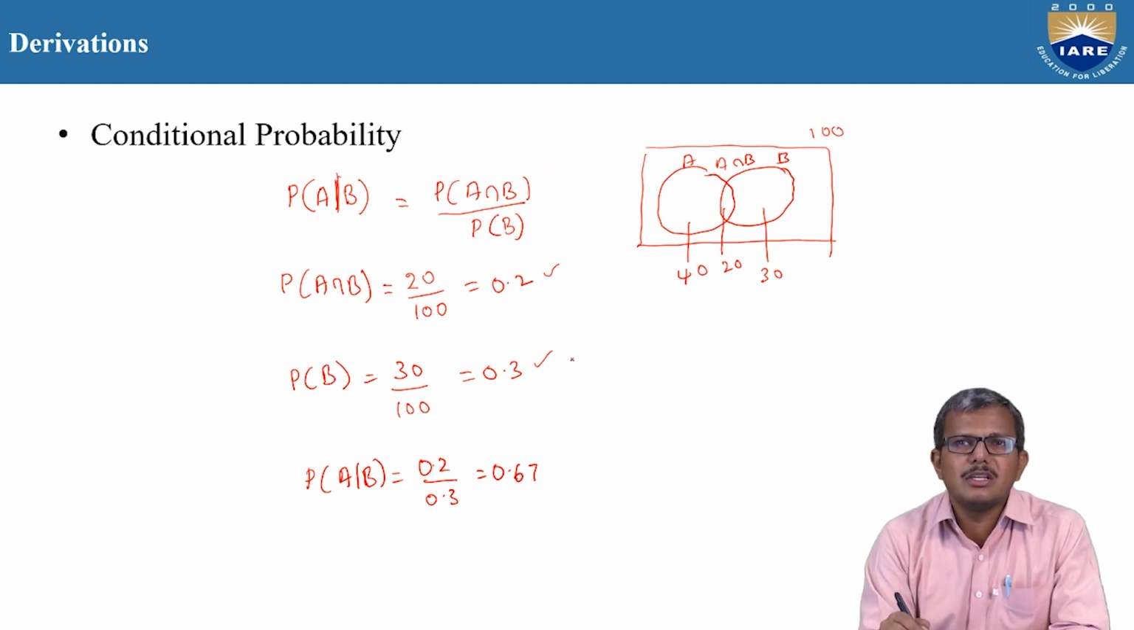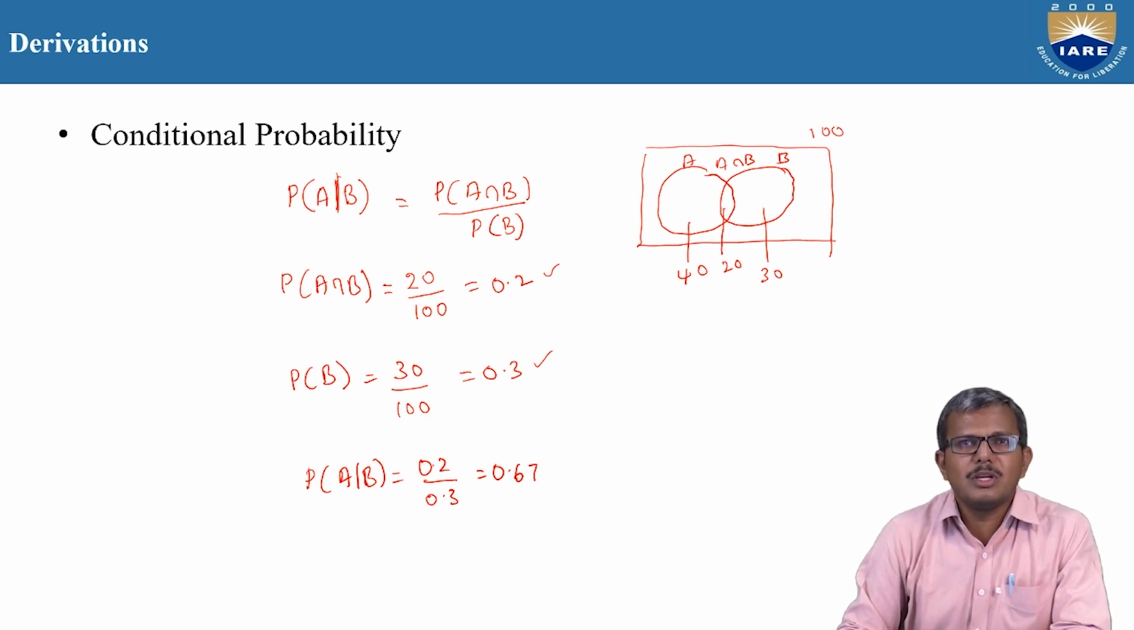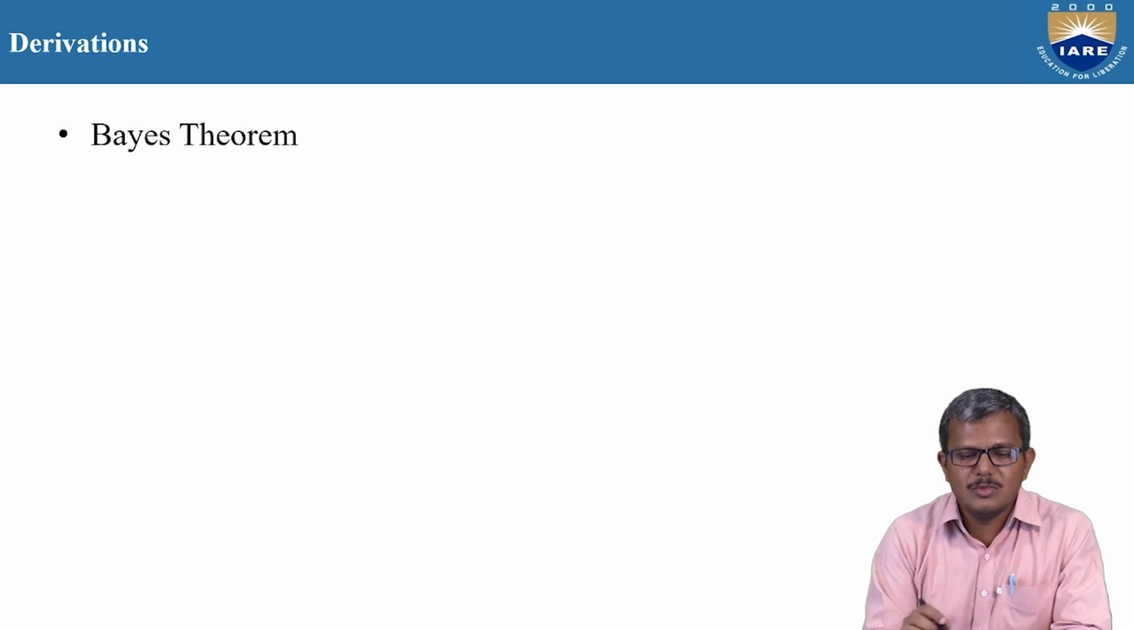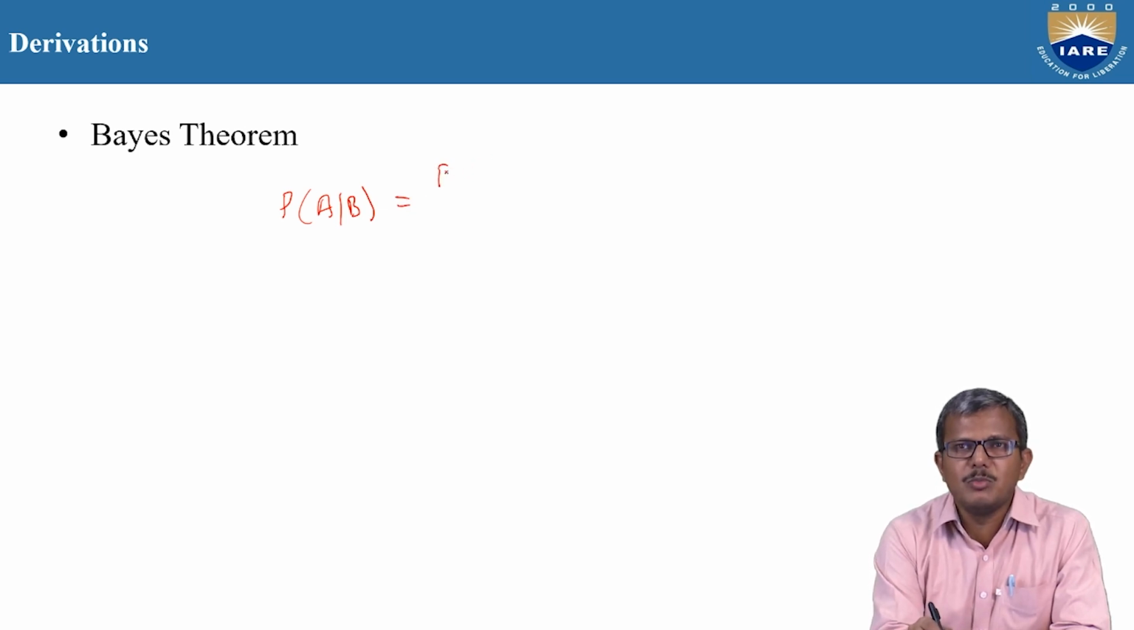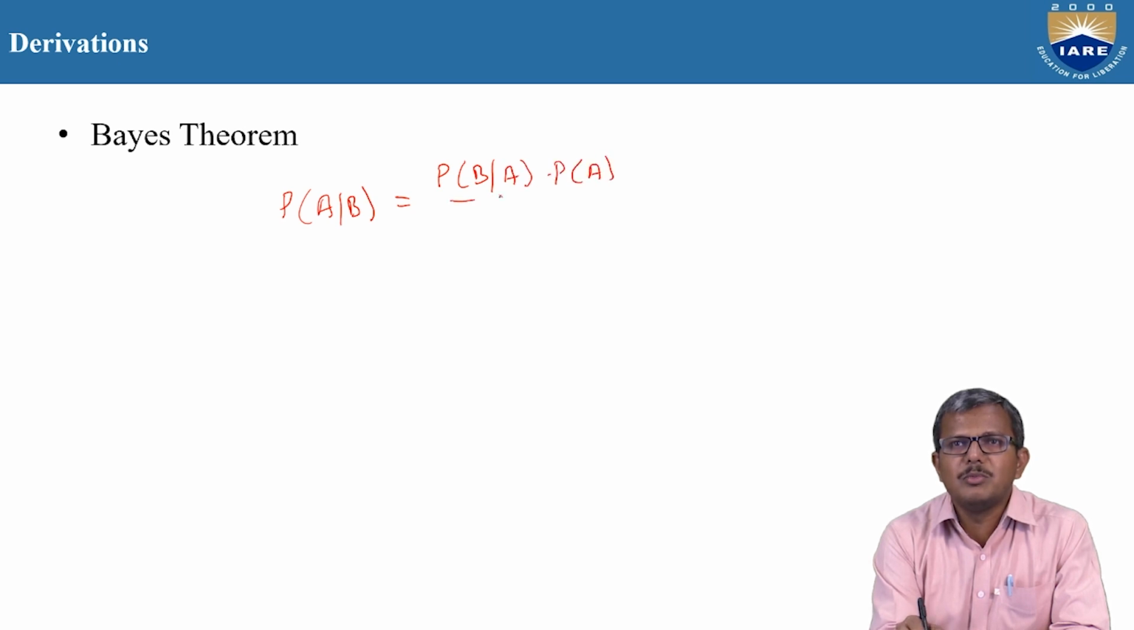I have taken this example so that you understand how conditional probability is implemented. Why? Because this knowledge will be very helpful in order to understand Bayes theorem. So let us talk about Bayes theorem. Bayes theorem also completely depends upon conditional probability. I can say it like this: the probability of A for a given B is the probability of B for a given A into the probability of A, divided by the probability of B.